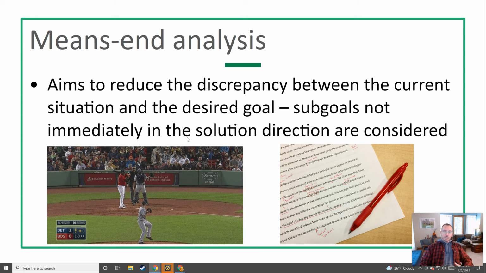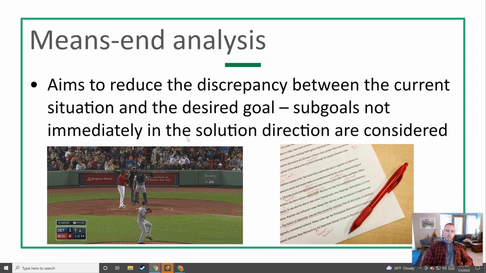Another example of means-ends analysis might be that you've written the start of a paper, and you get to the end of that beginning that you've written, and you're like, this is not right. And you restart the assignment. So you're willing to go back, delete what you've written, and restart it.